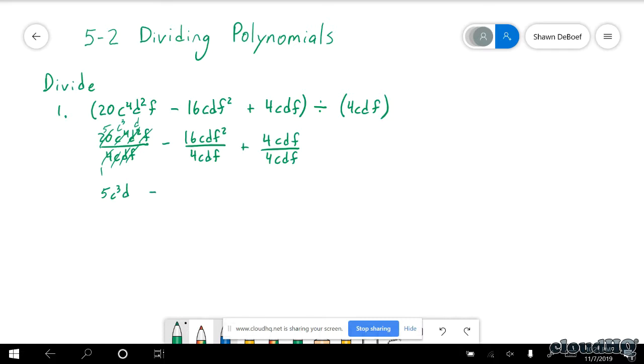Then minus over here, 16 and 4 will simplify. Eliminate a c, eliminate a d, eliminate an f, so there's one f in the numerator, so minus 4f. Plus, here 4 eliminates, c eliminates, d eliminates, and f eliminates. So there's nothing left. It is a 1. That means the numerator and denominator are the same thing. When you divide something by itself, you are left with 1, not a 0, please.